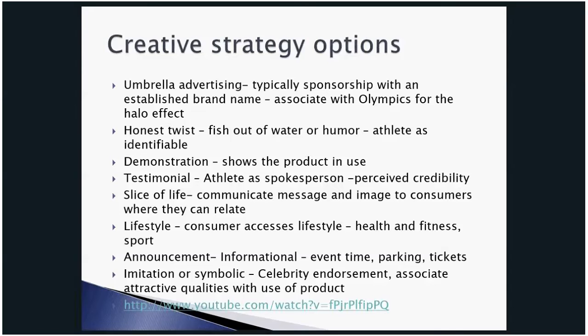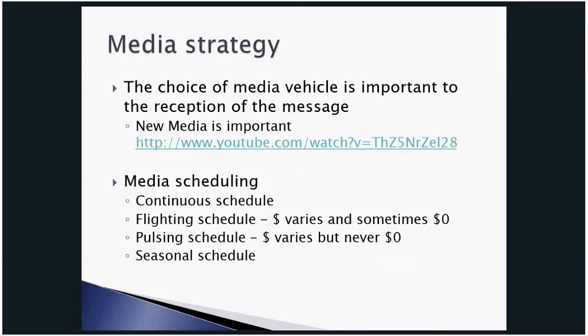We can see an athlete as a spokesperson, where they have perceived credibility if they're talking within their expertise. A creative element may be just informational, where we just say event time, date, location, information on parking, information on tickets, where we're not doing a lot of brand image, but we're doing awareness specifically about this type of event. So what strategy do we want to deliver that communication piece?